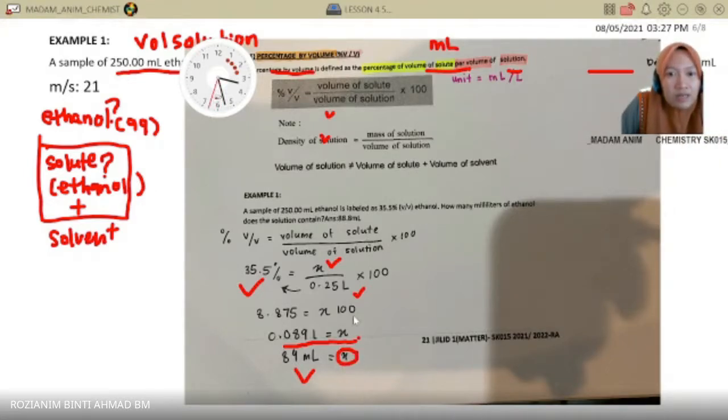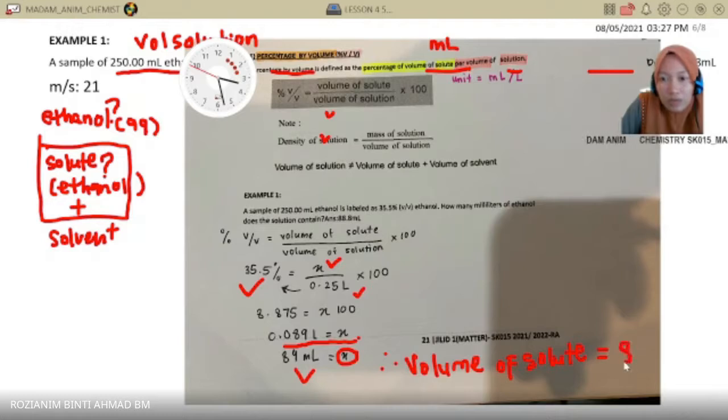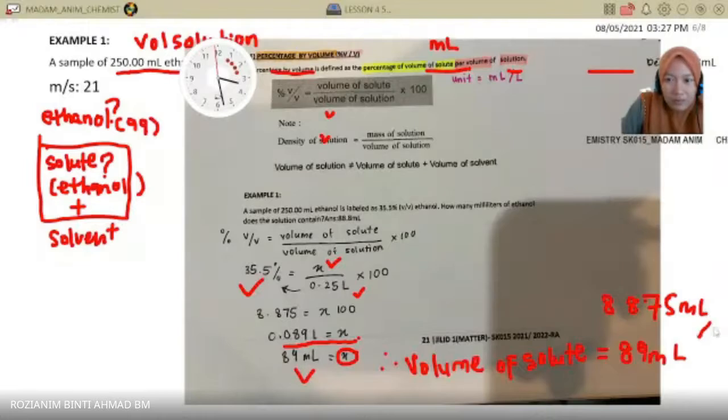Buat conclusion final. Sebab kat sini memang dah label X equal to volume. So, lepas dah kira, you buat conclusion. So, therefore, volume of solute, which is the siapa tadi? Ethanol, equal to 89 ml. Ataupun kalau kamu kira, you probability you can get 88.75 ml. So this is the answer.